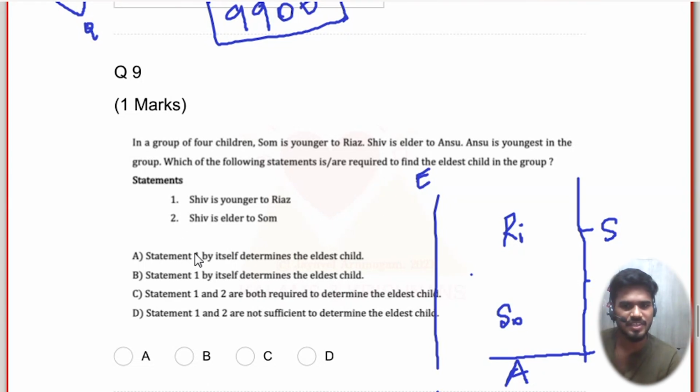This is actually slightly harder. Notice this is also about what information you need to actually complete the question, right? Shiv is younger to Riaz. Shiv can be anywhere over here. If you say Shiv is younger to Riaz, it restricts Shiv to between this. You know the eldest person, that is Riaz. If you know one, you can answer. If you know Shiv is older to Som, notice in this case that you don't restrict this line. Either Riaz can be older, or Shiv can be older. So this doesn't help. So statement 1 determines the eldest child.